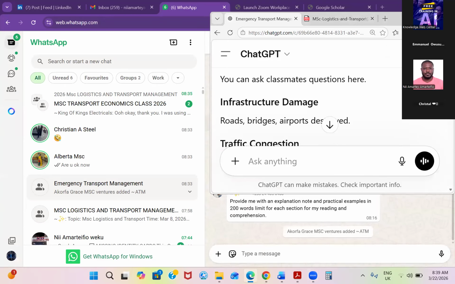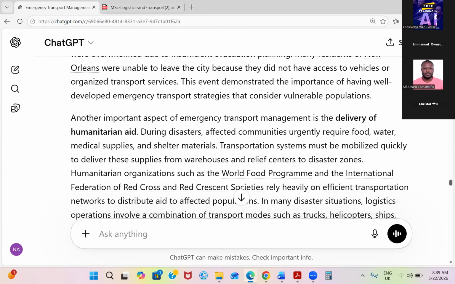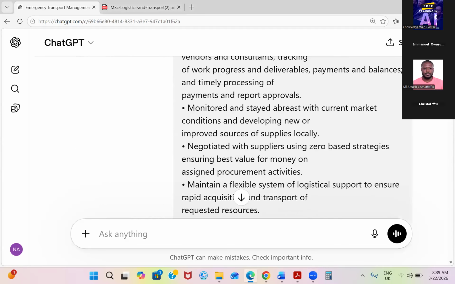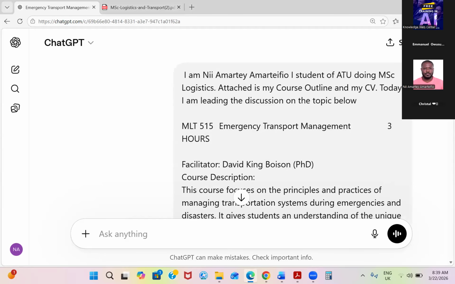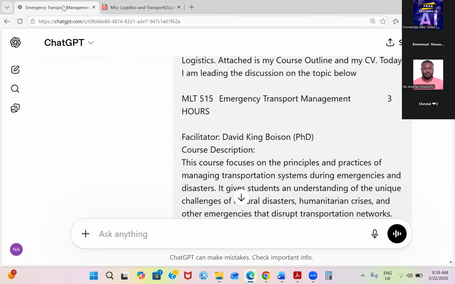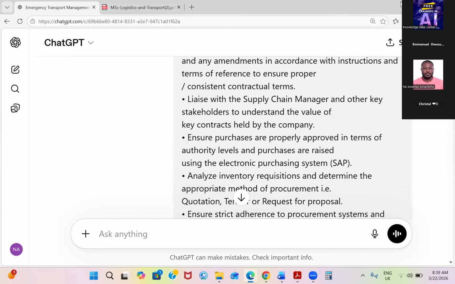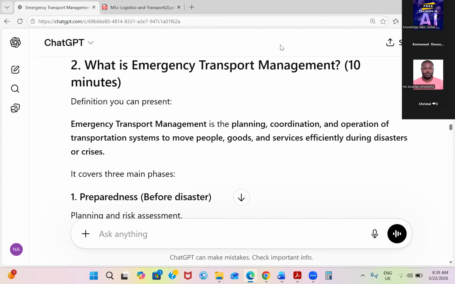Okay, so, sir, what I did last week, instead of doing the attachment of the CV and then the course outline, I actually copied everything on the CV and then the course outline. And this is what I had when I did so. Okay, so this is what I had.